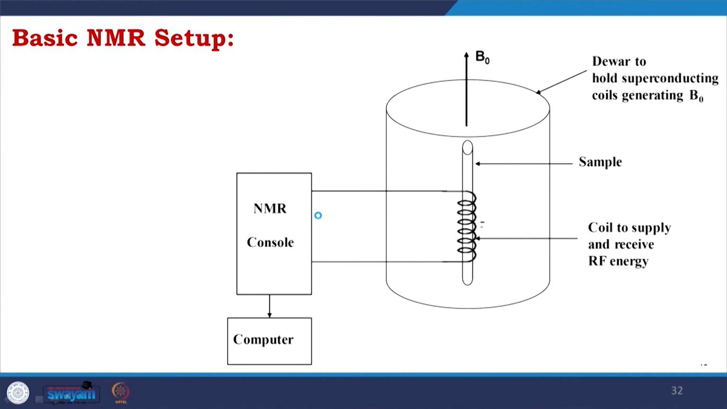So, this is again the basic setup. This is the external magnetic field. This is the dewar to hold the superconducting coils generating the external magnetic field. Here the sample is put, and here is the coil to supply and receive the radio frequency energy. The radio frequency energy comes from the NMR console, which generates the radio frequency energy, gets the data and sends it to the computer.